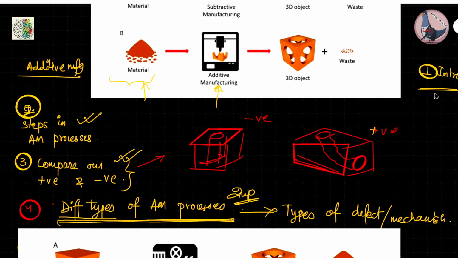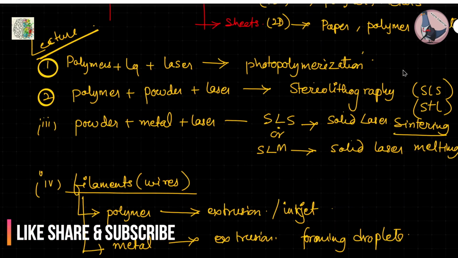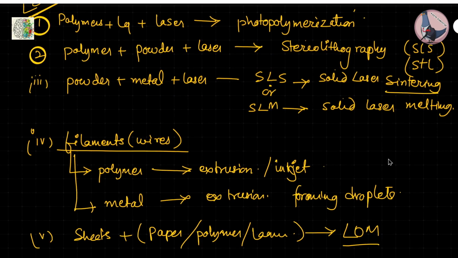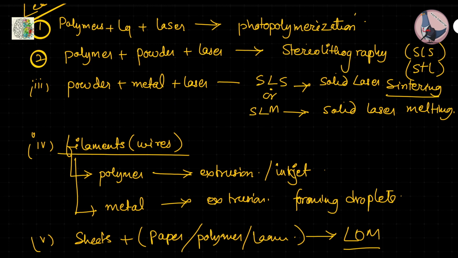Okay. So first will be our intro. Intro means you have already understood the layout where we have discussed. Then steps in the AM process in particular. Then I will compare both the positive and negative aspects of AM with subtractive. Then some different types of AM processes, where I have just talked about these many methods. Okay. And then at last some questions, and with those questions we will try to understand more of the working of these additive manufacturing processes.